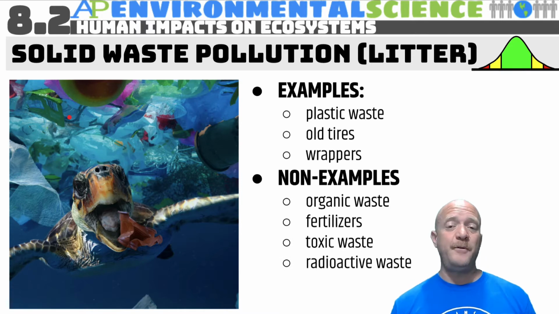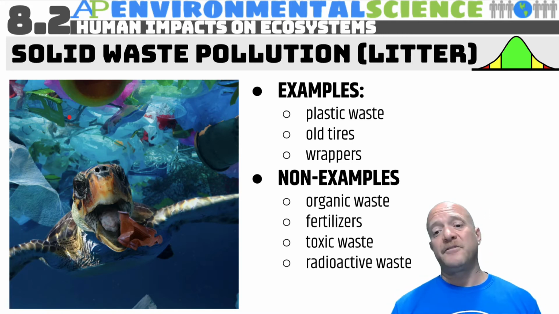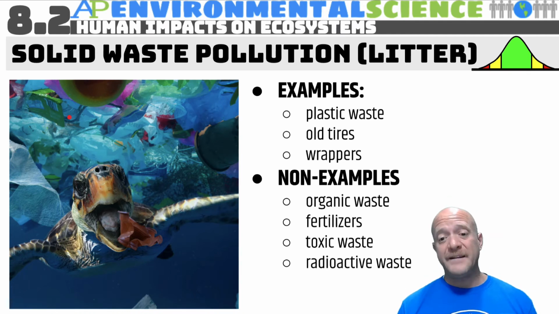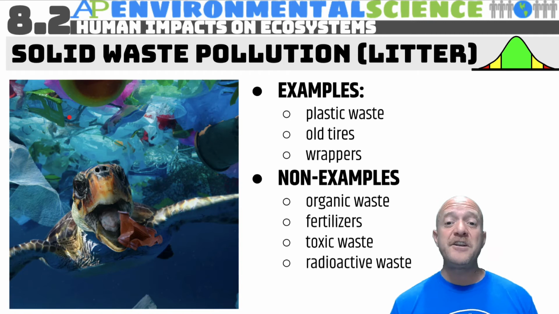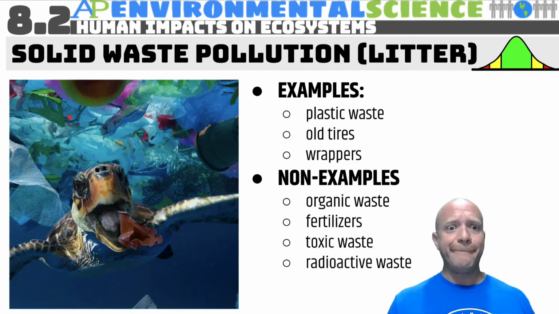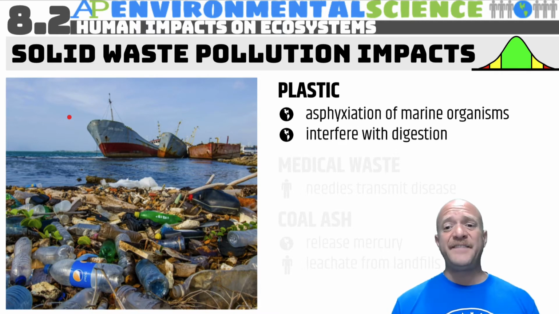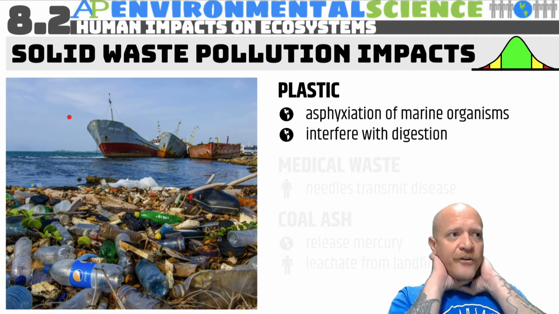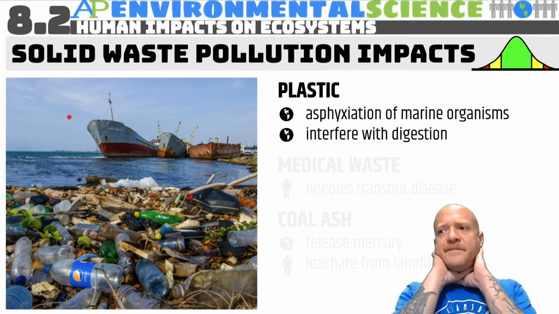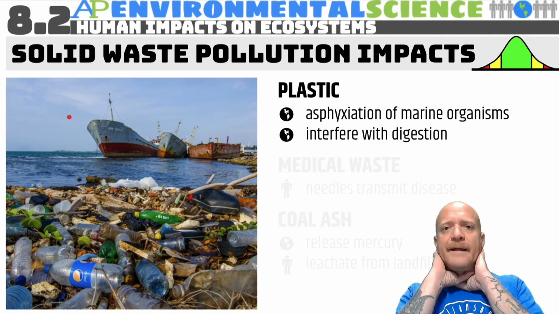But some non-examples: organic waste, like the runoff from a manure lagoon outside of a feedlot, fertilizers from lawns or agricultural fields, toxic waste from a chemical plant, radioactive waste from a nuclear power plant. These are not examples of solid waste, mostly because they're not really solid. Okay? All right, so some impacts of solid waste pollution. Plastic can asphyxiate marine organisms. You've probably seen a picture of a turtle with the six-pack ring from soda cans. It may get around their neck, and it may impact their breathing.